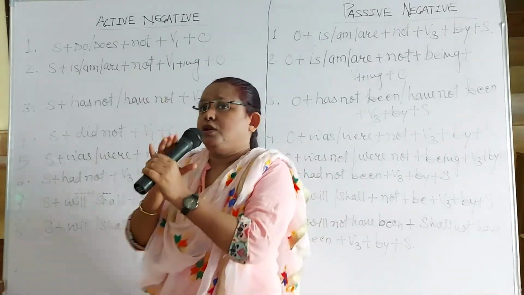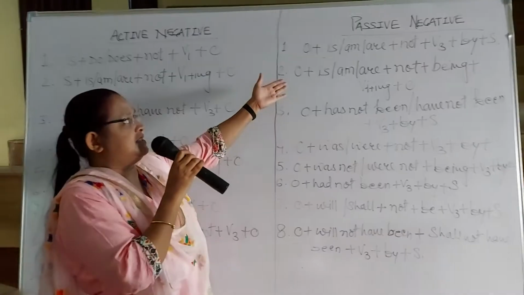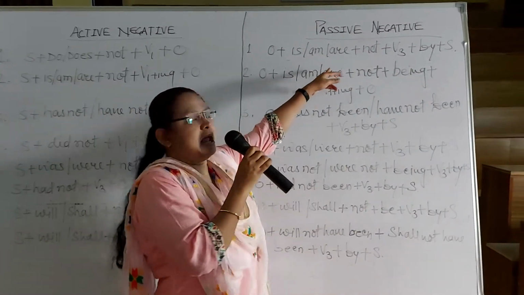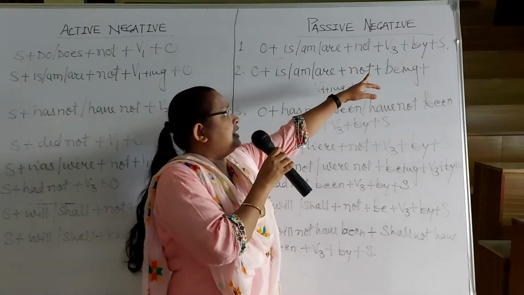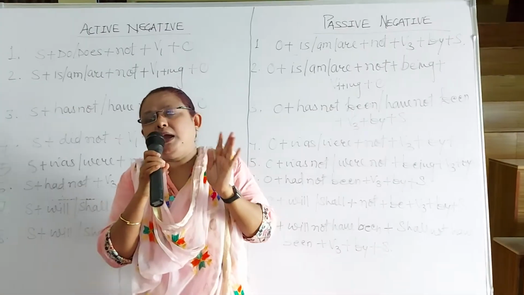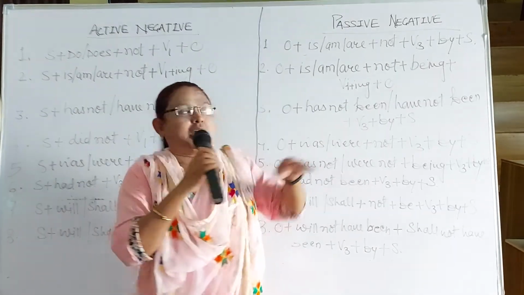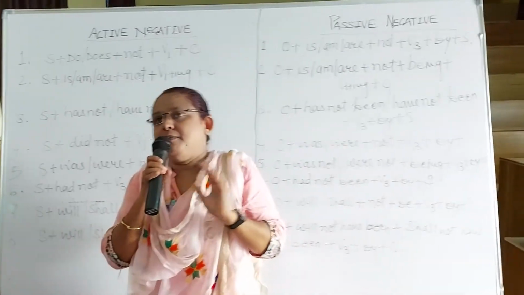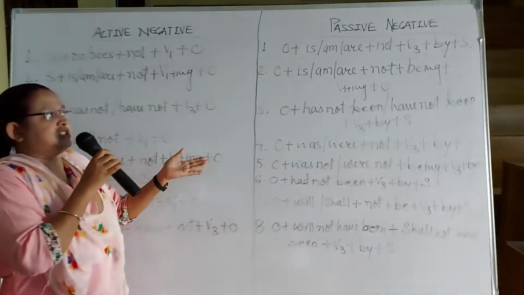But when you change into negative passive, then you apply the object, then the helping verb am/is/are, then not, then third form and by and subject, which are common things in passive. Third form of verb and by. We use third form of verb and by when we change active to passive.